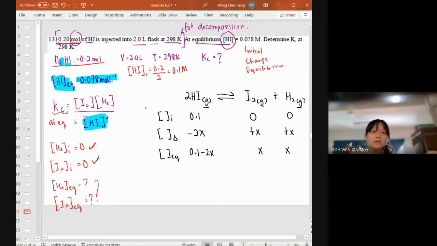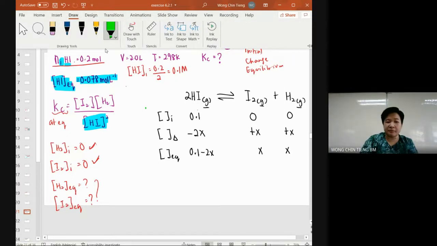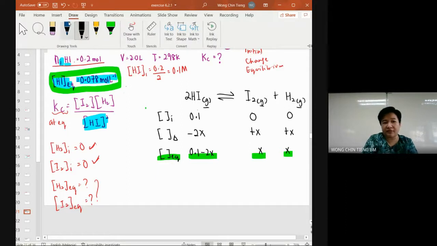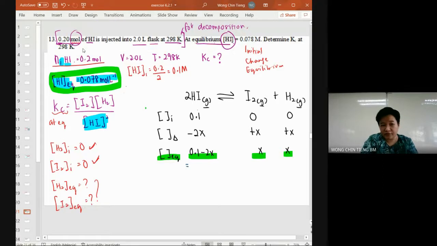0.1 minus 2x equals 0.078 to find the x. Because we have the equilibrium of something given. The equilibrium of H2 is obviously what we are looking for, but at the same time, we have the equilibrium of HI given. When the equilibrium of HI is given over here, guys, it is sitting here. So 0.078 is the final answer, or the equilibrium of the HI. Therefore, guys, 0.1 minus 2x equals 0.078.